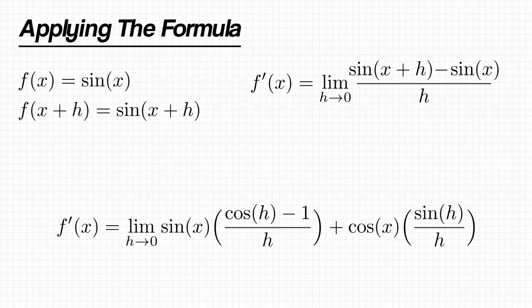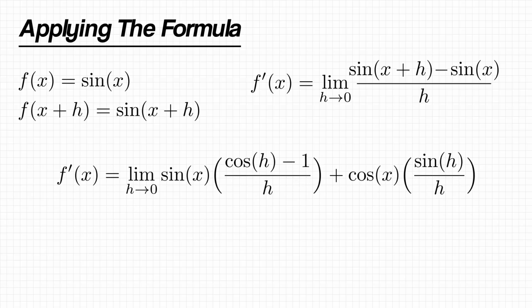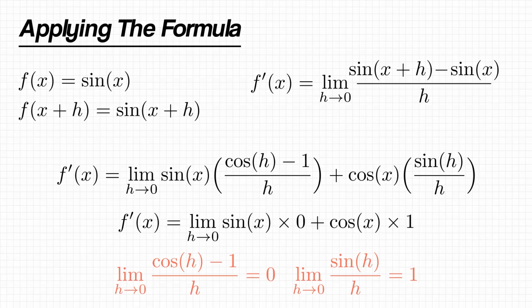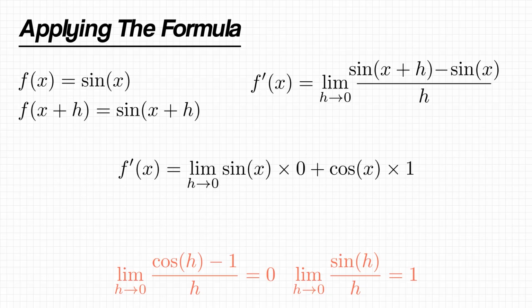Whenever the differentiation from first principles of cosine or sine of x is asked in your exam, these two limits will be provided. Using these two results, we can see that the final result for our limit is just cosine of x.